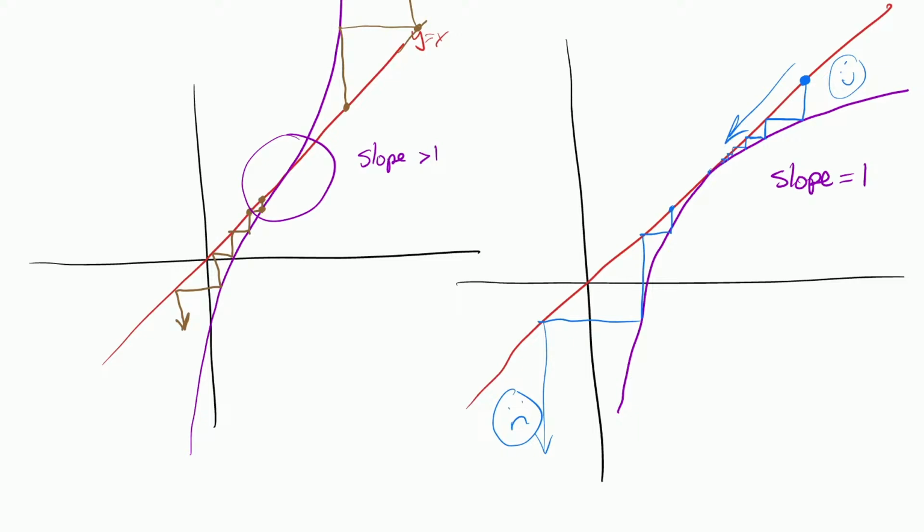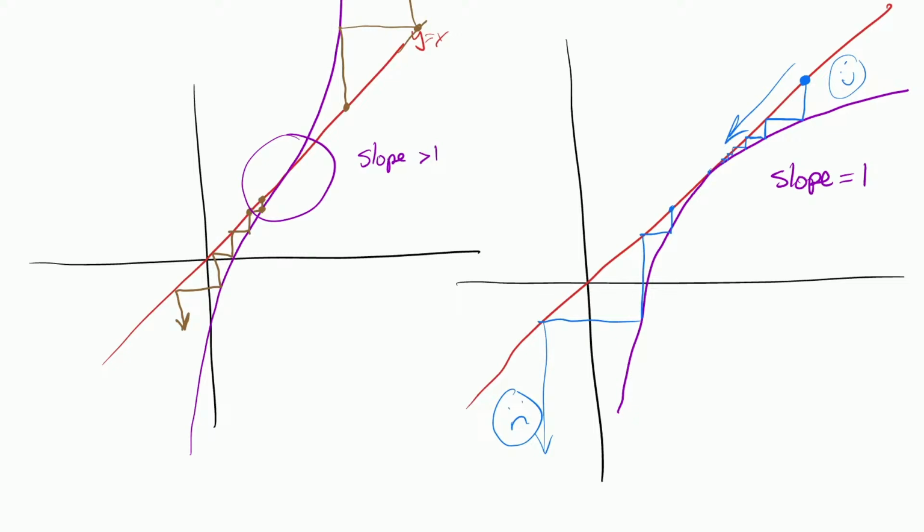Then the third option is the one where it always will converge. By the way, this isn't the only picture for slope equals 1. If you have the curve above the red line, then it's the opposite. If you start below, you'll converge. If you start above, you diverge.